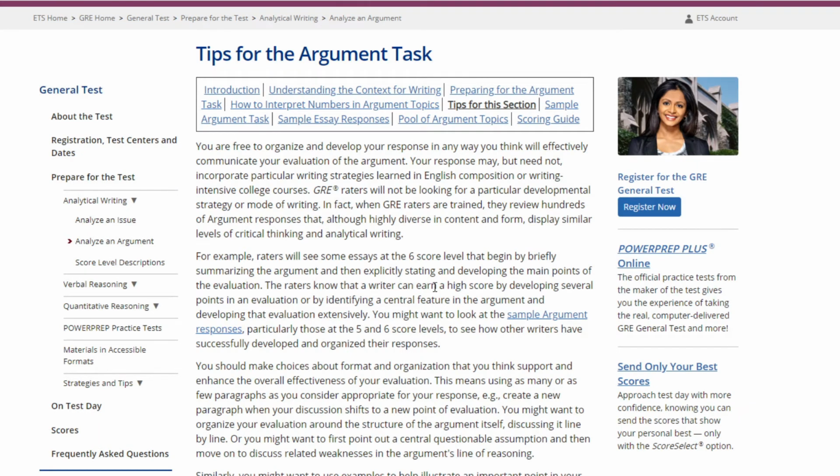If we move to the ETS website, you can see that just like for the issue task, we have a bunch of information on the argument task. And again, we're going to look at some of the most important things.